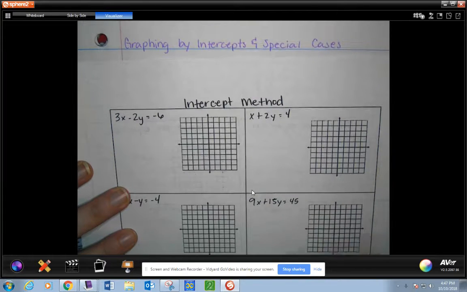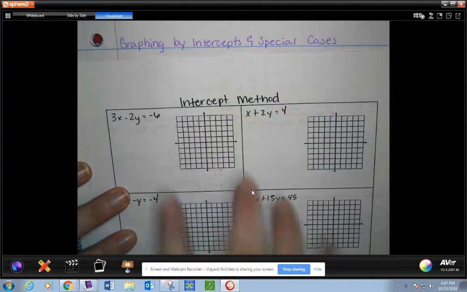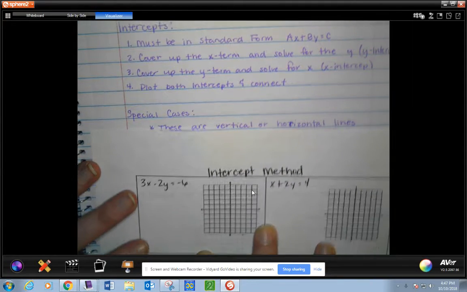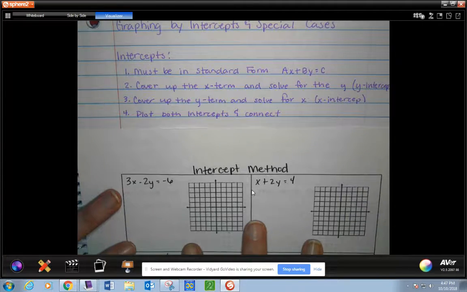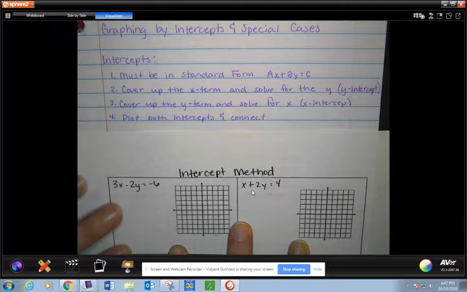And you have this paper today that we'll do a cutout in a minute, but it says intercept method on one side and it says special cases on the other. So if you would not mind pausing, go ahead and pause, and I need y'all to write this intercept information for me.